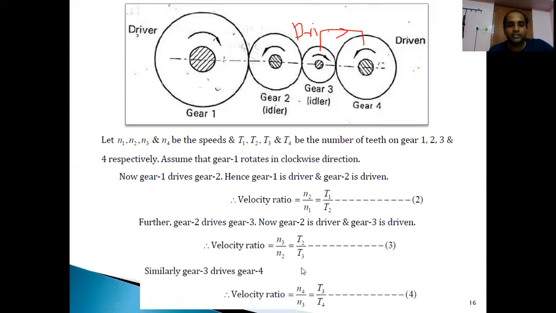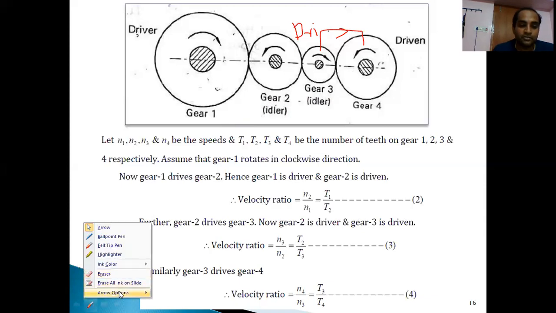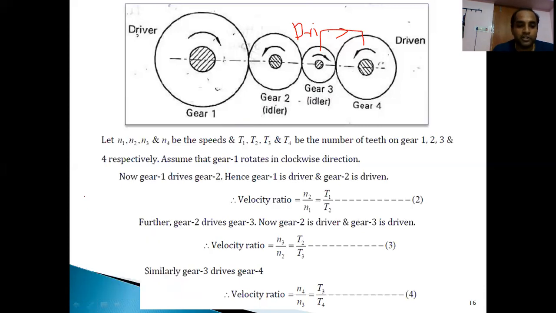So how can I write? Gear 3 is driving gear 4, which means N4 by N3 is equal to T3 by T4. So you can see we have got the velocity ratios for all the combinations, gear 1 to 2, 2 to 3 and 3 to 4. But generally what do we need? We need the velocity ratio between N4 and N1.